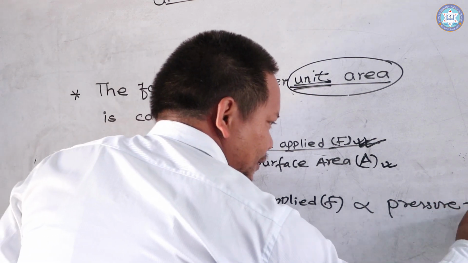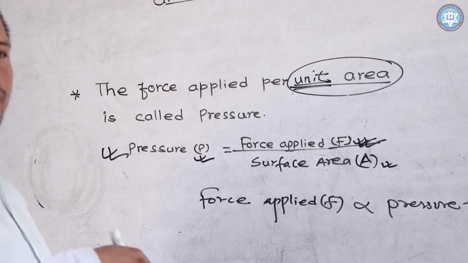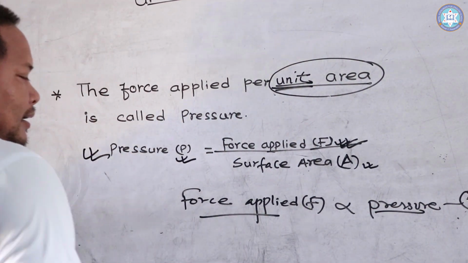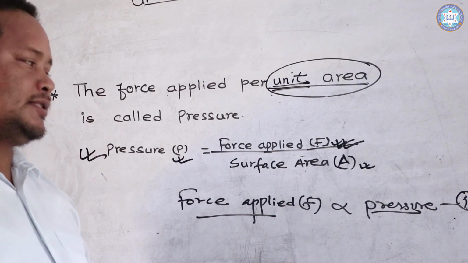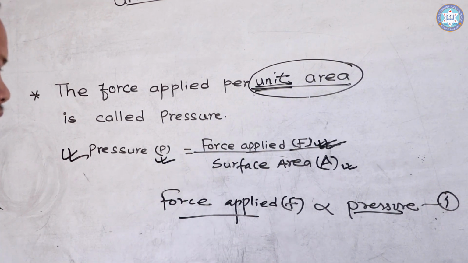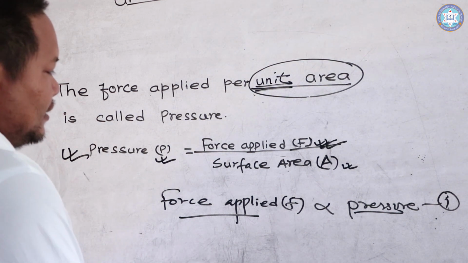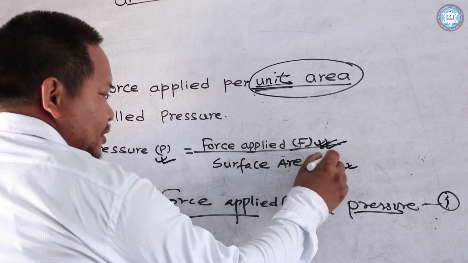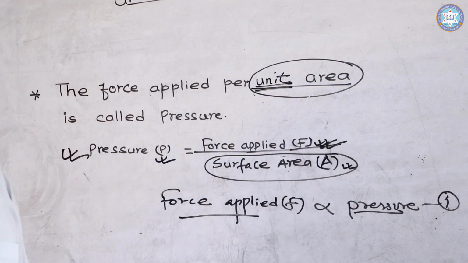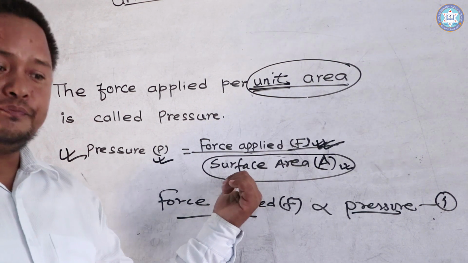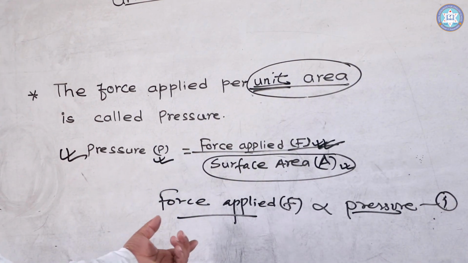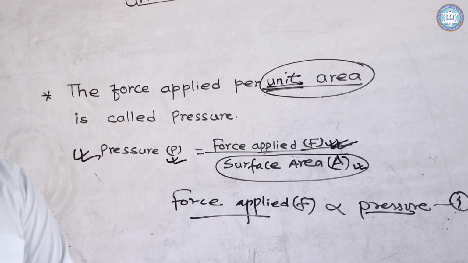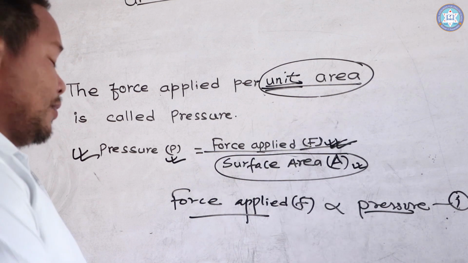Okay, that means more force produces more pressure, less force produces less pressure. This is called directly proportional. Then the second one is surface area. What is the relation of pressure with surface area? Let me say, surface area is inversely proportional with pressure.